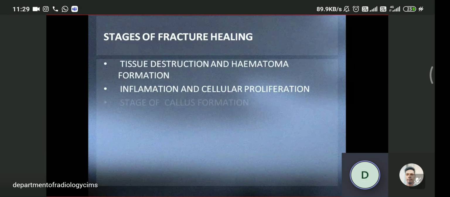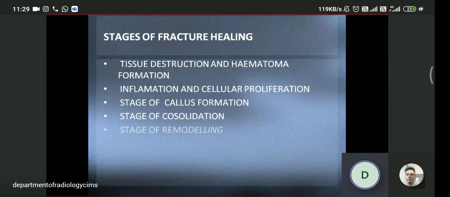Stages of fracture healing, not important for you. Always remember there are the four to five stages. One is tissue destruction and hematoma formation. First thing is the hematoma formation. Second thing is inflammation and cellular proliferation. Third is the callus formation. Fourth is the stage of consolidation, and fifth is the stage of remodeling.